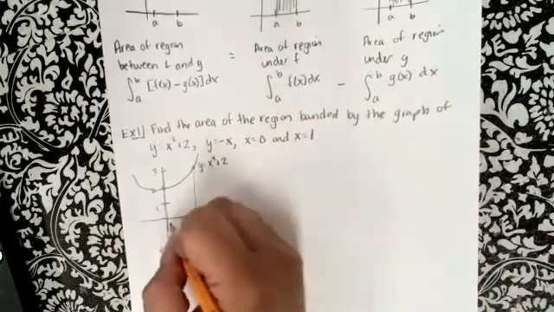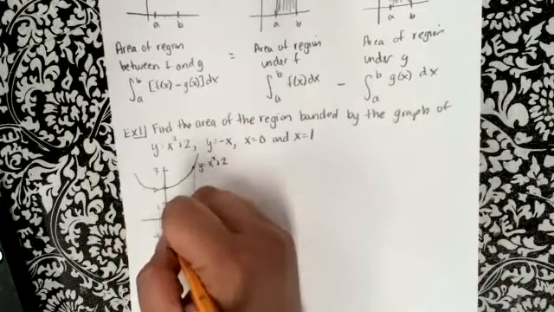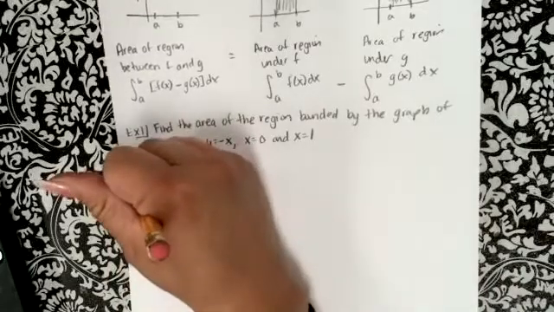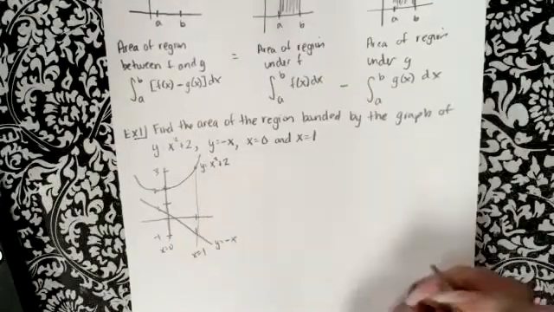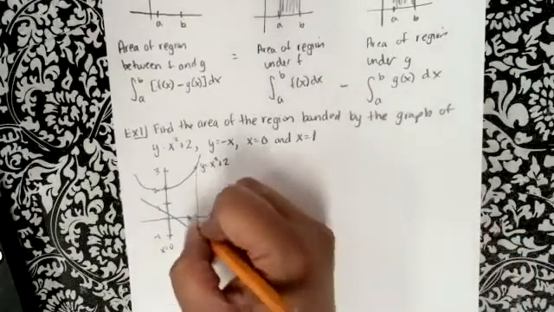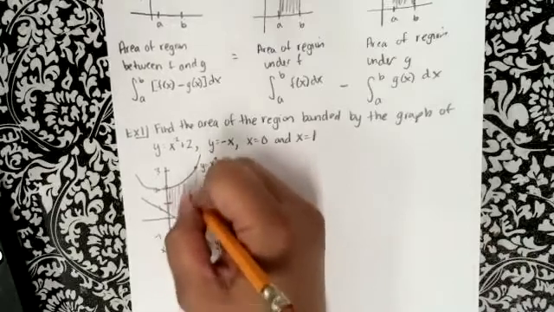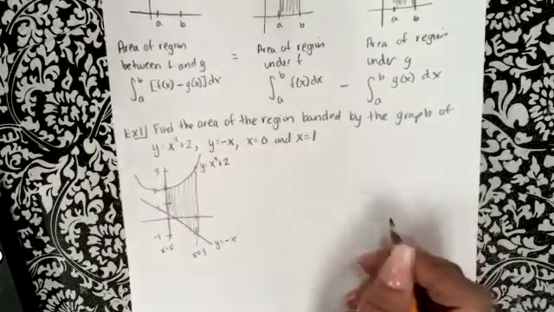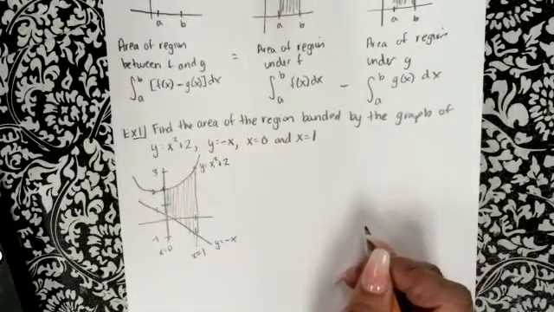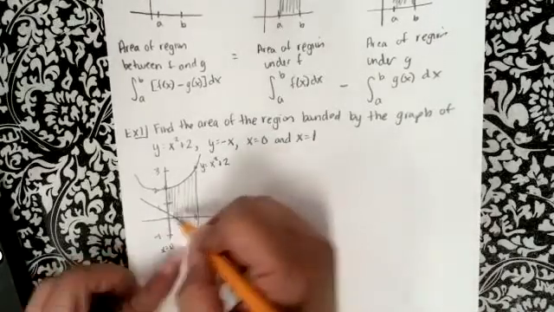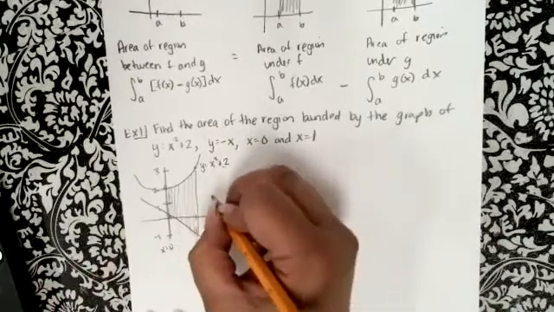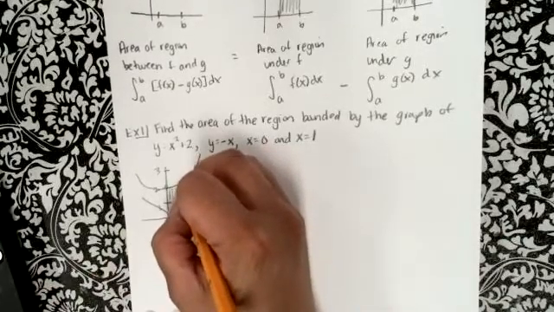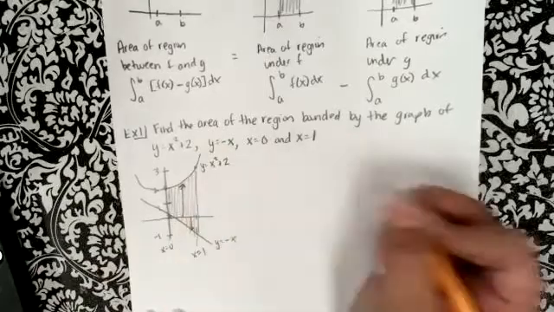And then negative x is this line going down. This is a y equals negative x line. But because you have x is 0 and x is 1, it's talking about this region right here. Now this is going to be a dx problem because it's bounded by the x, okay? And it's crossing at the origin. So it's always going to be the upper curve, subtract the lower curve.